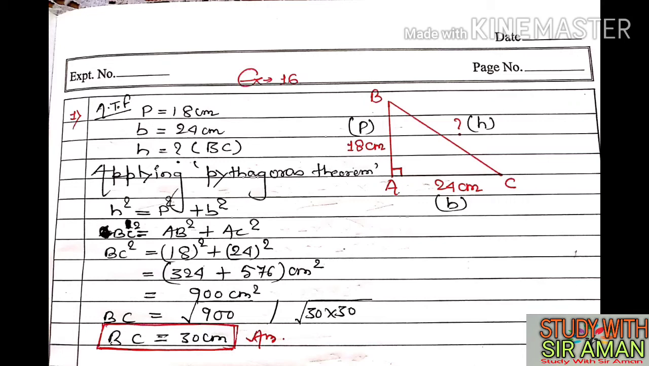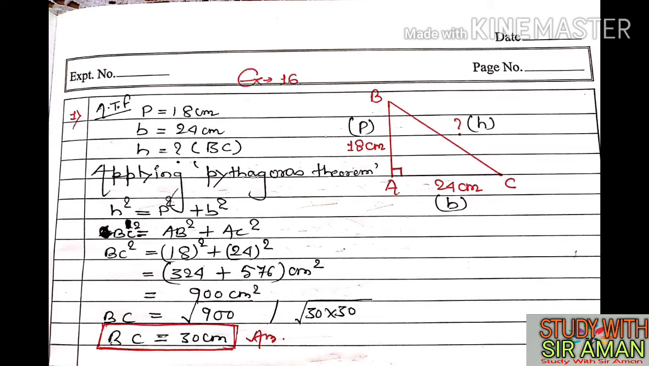Okay, clear? Now opposite of 90 degrees is the hypotenuse, all of you know, there is H. Now it is given AB 18 and AC 24. So I have written how to solve. Applying Pythagoras theorem, H square is equal to P square plus B square. What is H? BC square. Then AB square plus AC square.